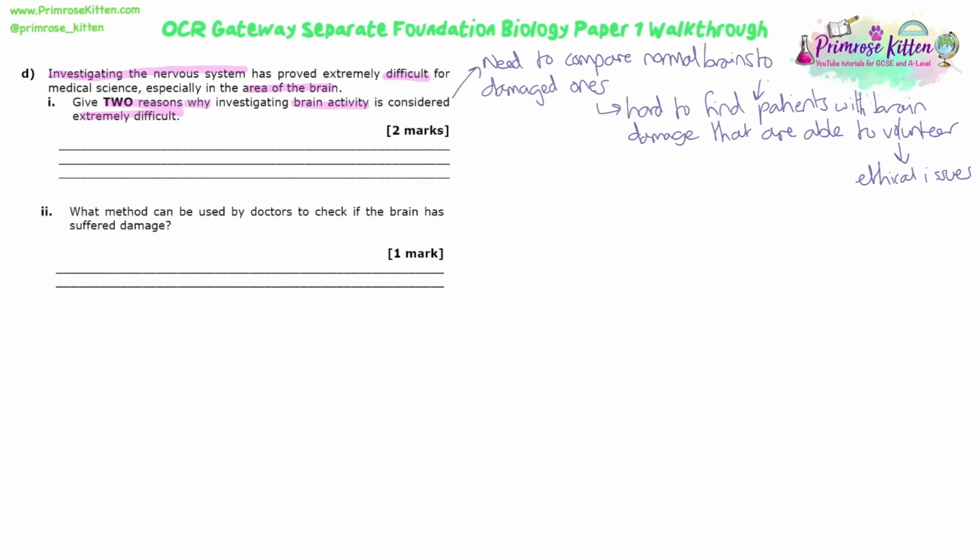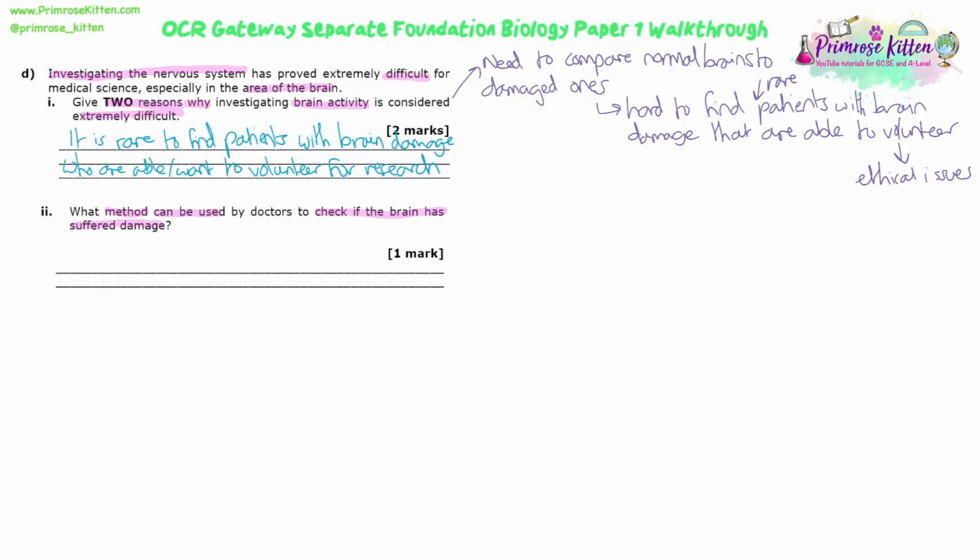There's some others and we'll look at them in the mark scheme, but they stem around the same ideas here: that it's hard to find patients with brain damage because they're quite rare, and that they are willing and able or want to volunteer for this research. What method can be used by doctors to check if the brain has suffered damage?